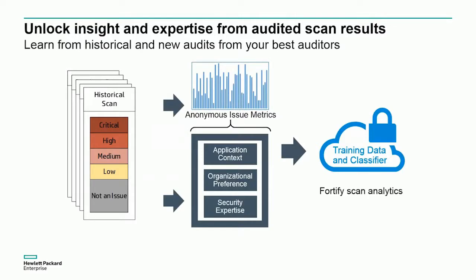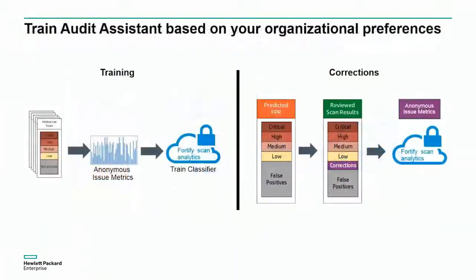These anonymous issue metrics are derived from the scan results and are sent up to the Fortify Scan Analytics servers, both to be stored for training data and, in the case of an actual prediction, to be used by the classifier for a prediction. There are two different ways that Fortify Scan Analytics learns from your audits.